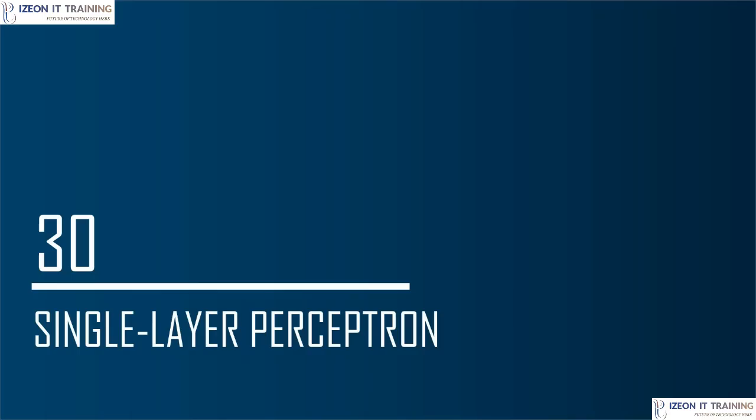Understand what a single layer perceptron is. So like I said, perceptron is basically an artificial neuron. There's something known as single layer and multiple layer perceptron. We'll first focus on single layer perceptron.